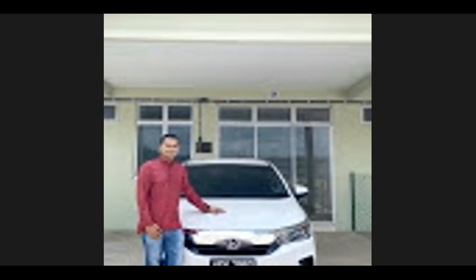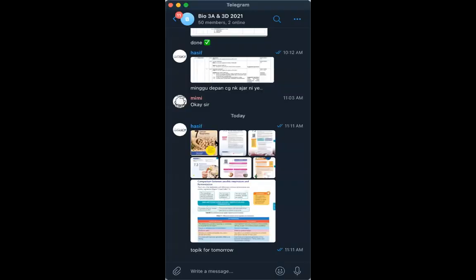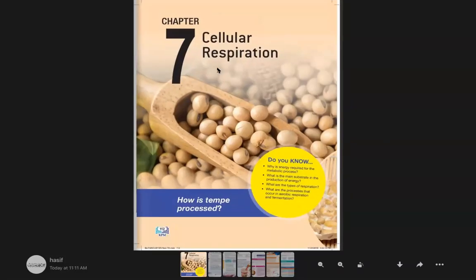So today we are going to study a new topic, which is about respiration. I hope you guys have done some reading prior to our class. So let's begin. The chapter name is Cellular Respiration.